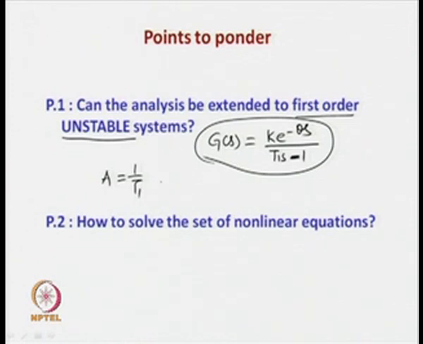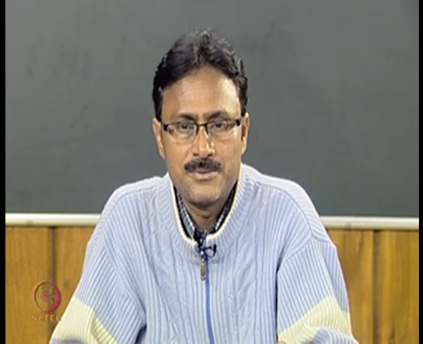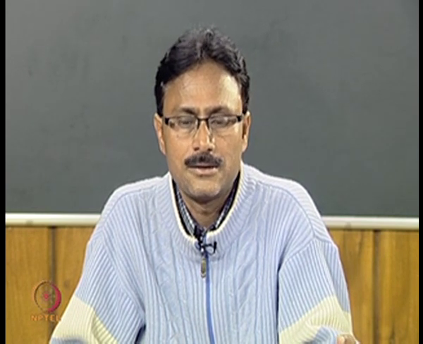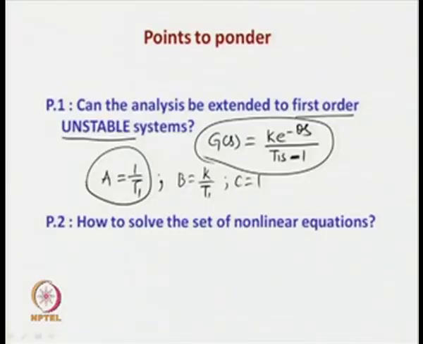If you work out and find the state equation and output equation for a first order system, definitely you see that A has to be 1 upon T1, whereas B becomes K upon T1 and C is equal to 1. So, only there will be a few sign changes, otherwise the same analytical expressions that have been derived for finding transfer function model parameters of stable first order plus dead time systems can be extended to first order unstable systems.